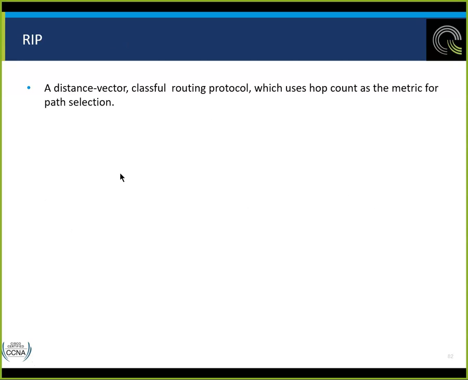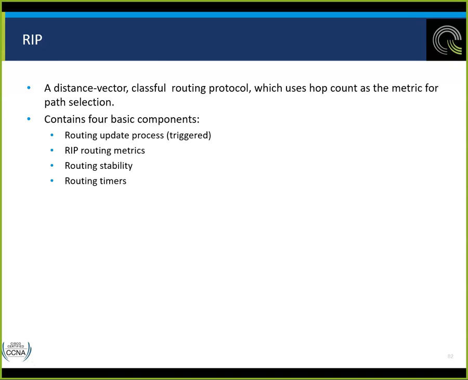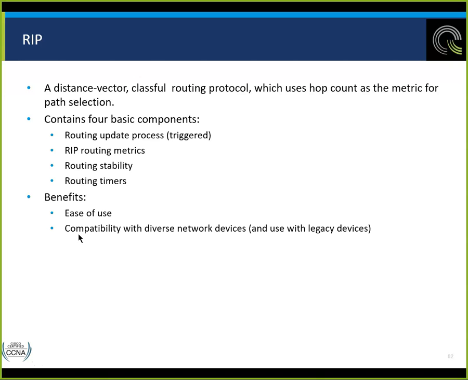RIP is a distance vector, classful routing protocol that uses hop count as a metric for path selection. It has 4 basic components: routing update process, triggered RIP routing metrics, routing stability, and routing timers. Its advantages: it's easy to use, router RIP, and then the network statements. You don't even have to put a subnet mask in for these things, or a wildcard mask.